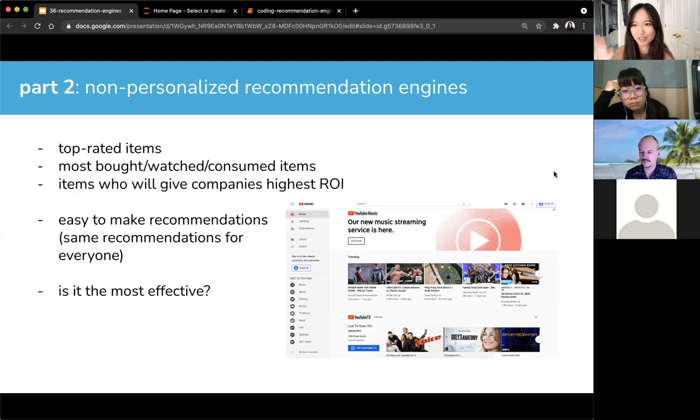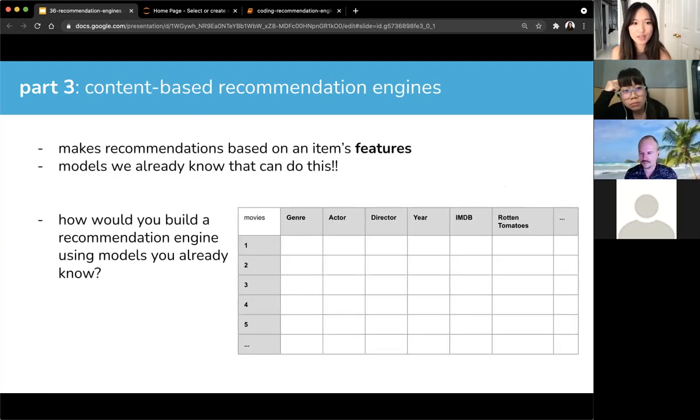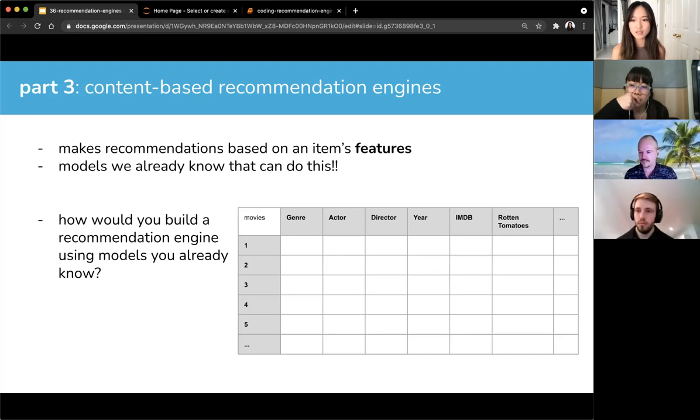All right, so just quickly to know that this is actually a group of recommendation engines. All right, next is content-based recommendation engines. We're not going to go very in-depth into the algorithms behind this because you've already seen a lot of the algorithms that do content-based recommendation. The idea behind content-based recommendations is that as long as you're making recommendations based on an item's features, that would be content-based. So models that we already know can totally do this.